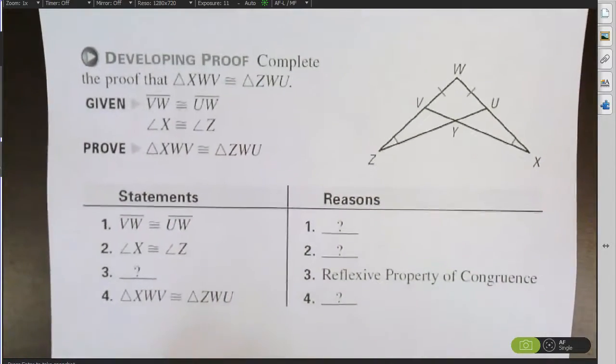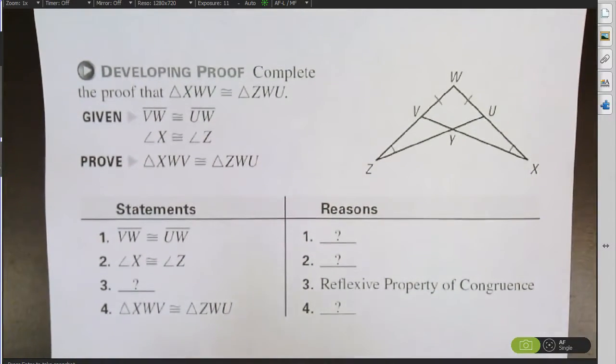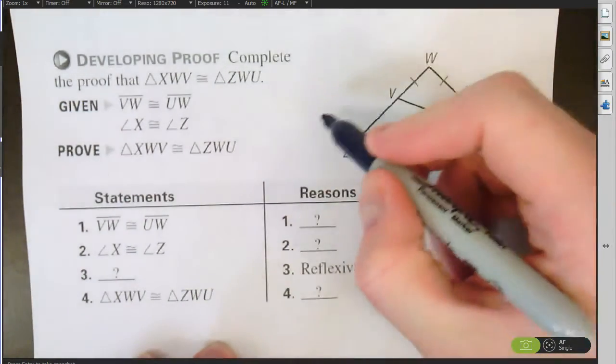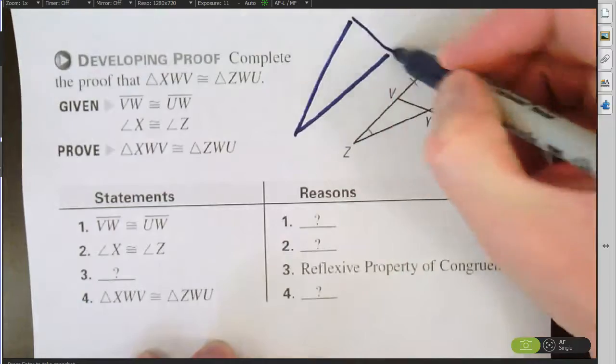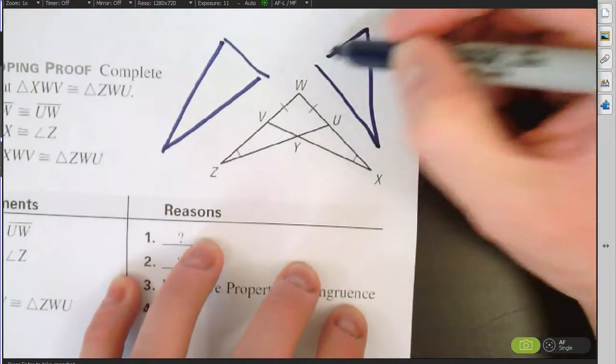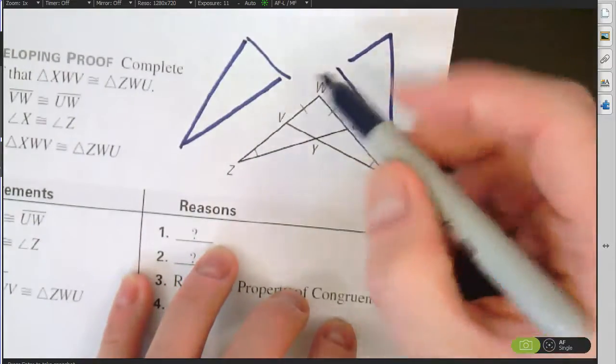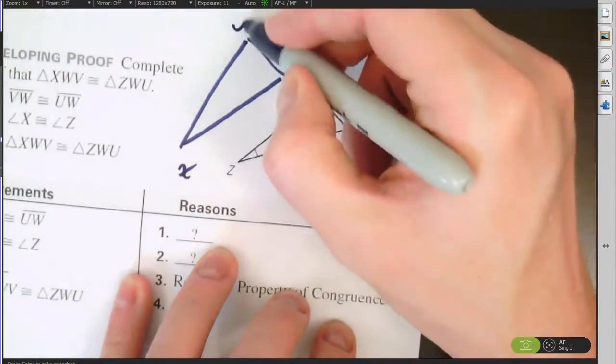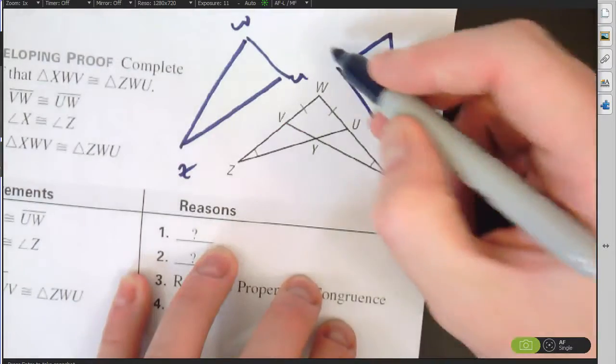Now for developing proof, we're trying to prove these two triangles are congruent. The reason I picked this problem is because the triangles overlap, and that's the thing you just got to be used to working with: overlapping triangles. My trick, if I get stuck with overlapping triangles, is I just draw the triangles separately on their own like this. And I label it ZUW, and then XVW.